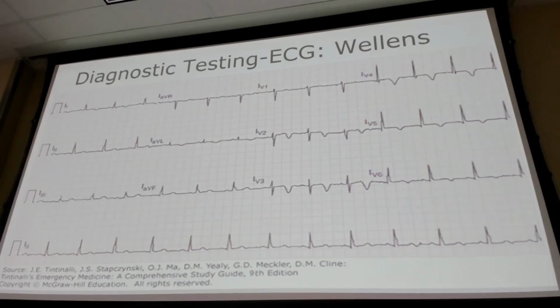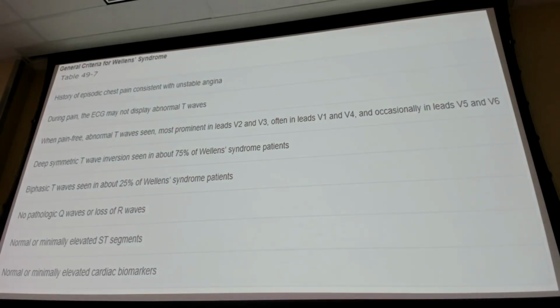Sometimes they'll have a biphasic T wave on there, but we won't get into different types of the Wellens. This is going to be the classic one that you guys need to identify. So here's some of the history you see with it. So episodic chest pain, intermittent chest pain. Sometimes during the pain, EKG may be normal, but typically we see those deep symmetric T waves. We always call it like digging a grave. And really everything else is going to be normal on that exam, like their ST segments and biomarkers.